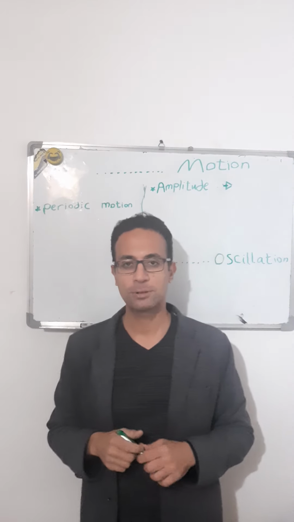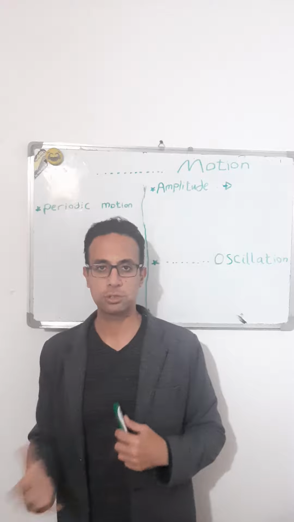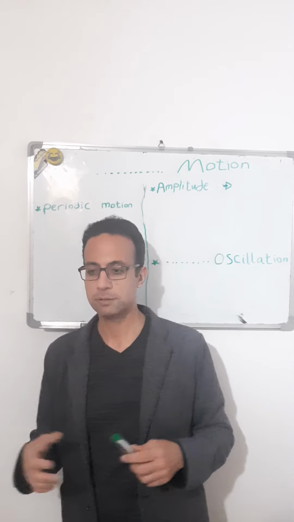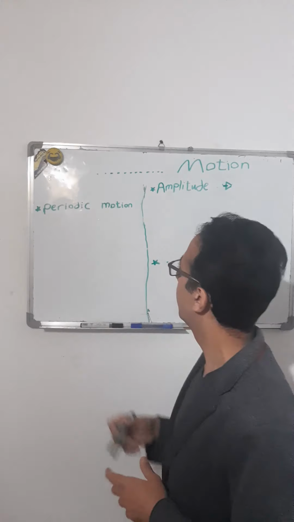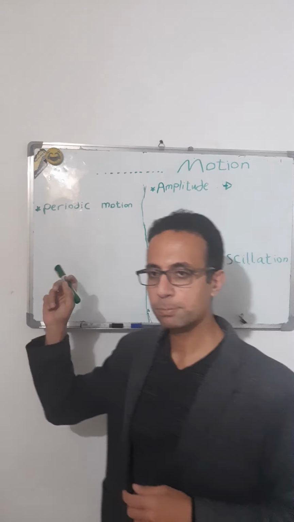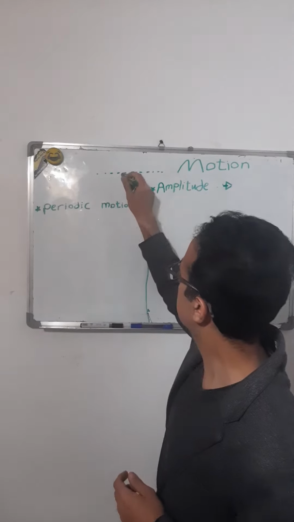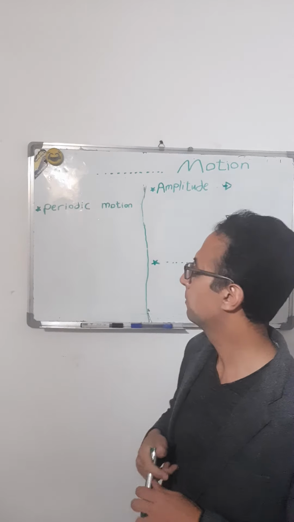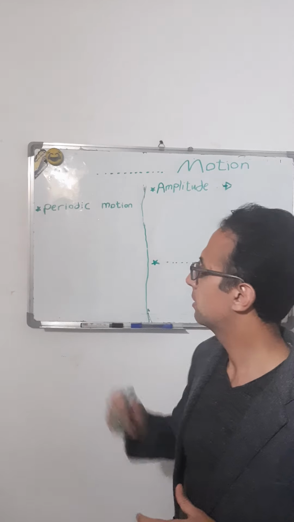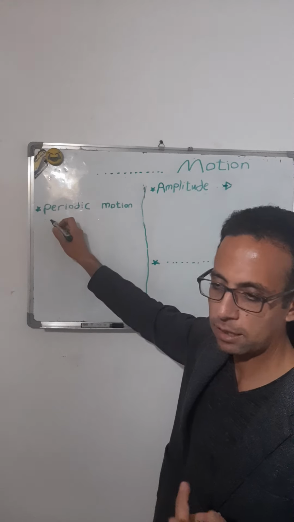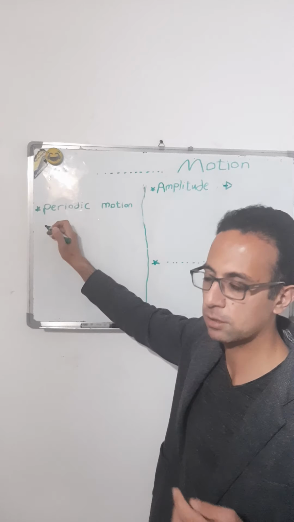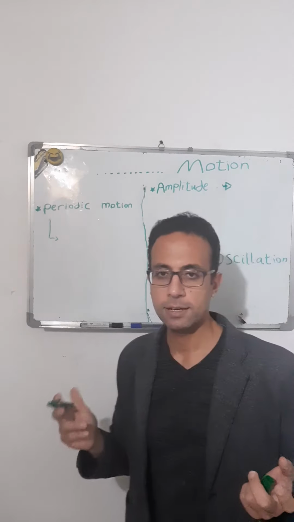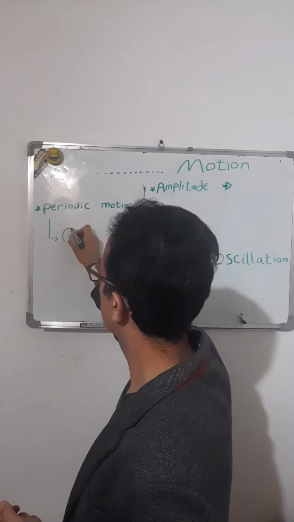Hi, today we'll talk about a scientific topic about motion. Motion simply is a movement from one place to another. Our topic today is periodic motion, but this is not the main topic, as you see. The main topic, we'll see now. Periodic motion has two examples. The first one is oscillatory.